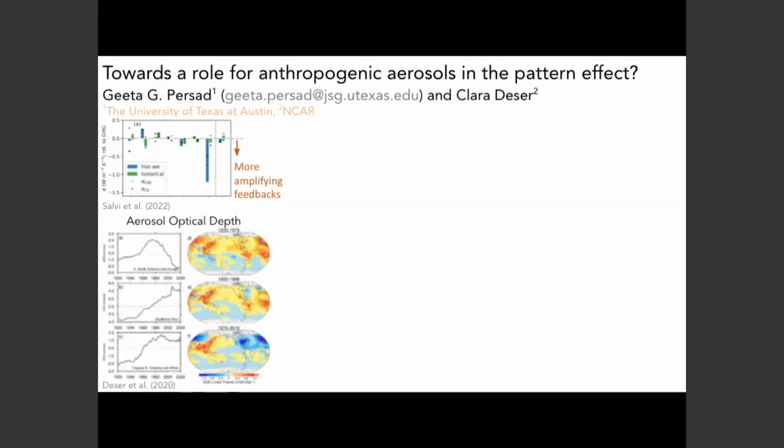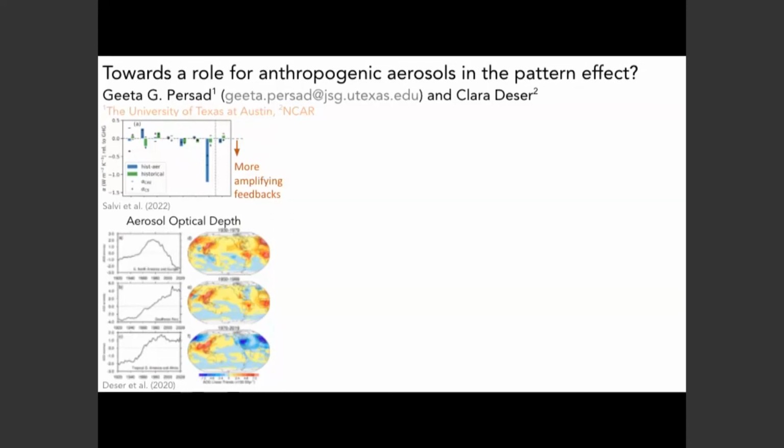But a complicating factor for this historical mean picture is that the spatial pattern of aerosol emissions and aerosol forcing hasn't been static over the historical period. So there's been this migration in aerosol optical depth over the 20th century from the Northern Hemisphere mid-latitudes towards the tropics and South and East Asia.